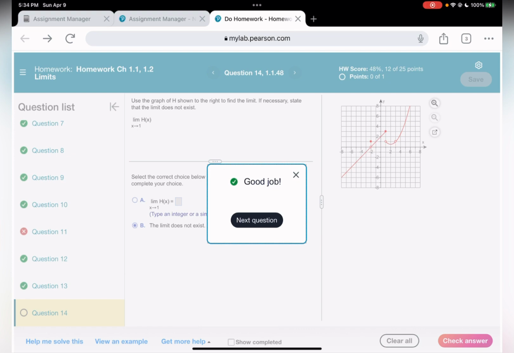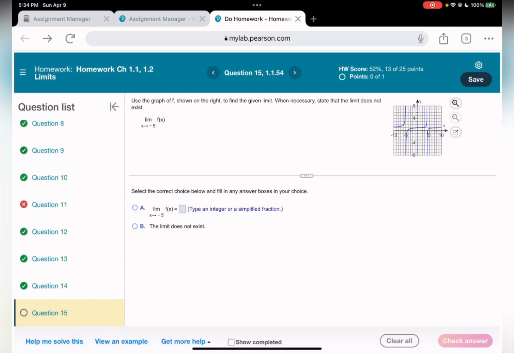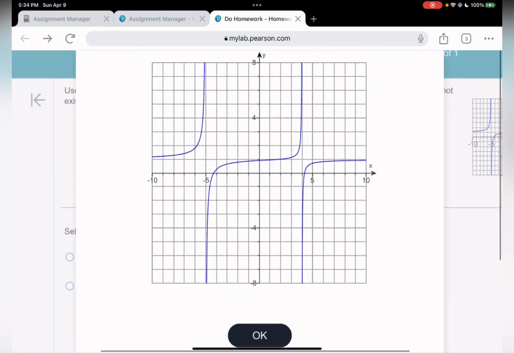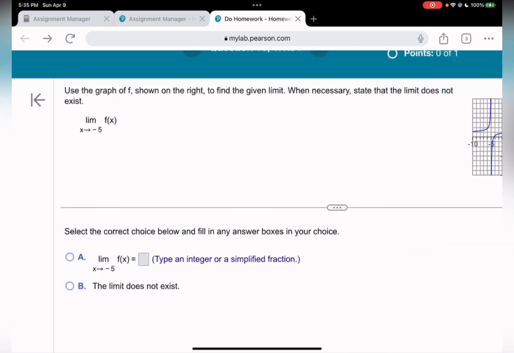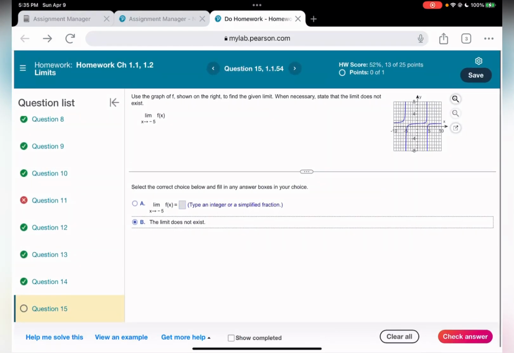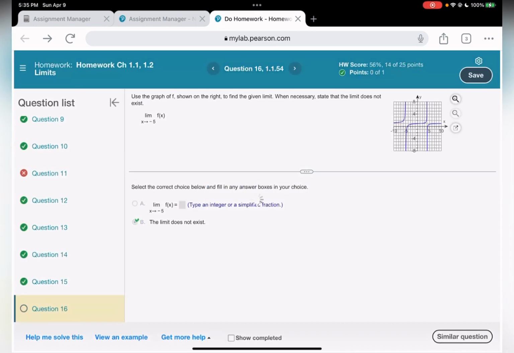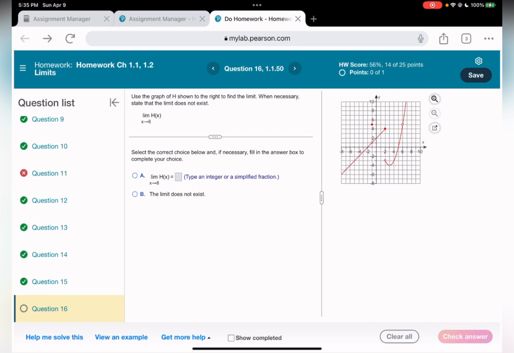Number 15. X to negative 5. Without even zooming in, I can say there is no limit. Why? Because x of negative 5, where is my negative 5? It's right here on the left side, negative 5. So the graph has two completely different y's there. The limit doesn't exist. Pretty straightforward already. Hopefully you also started feeling comfortable.